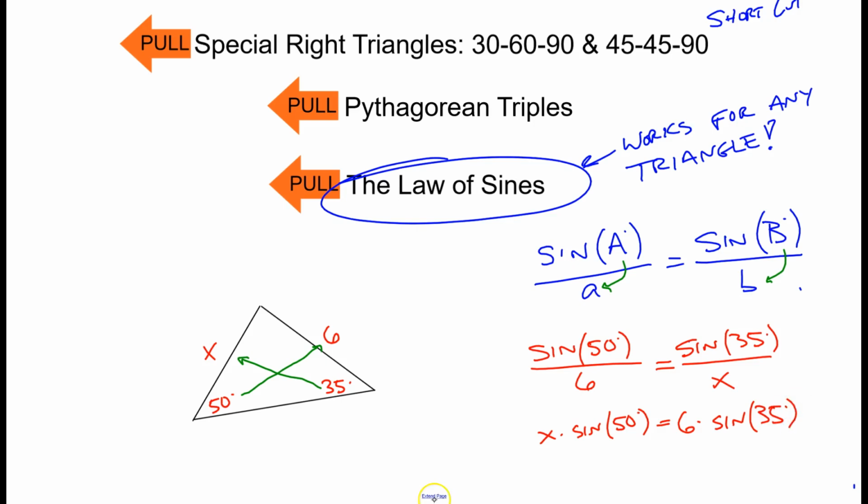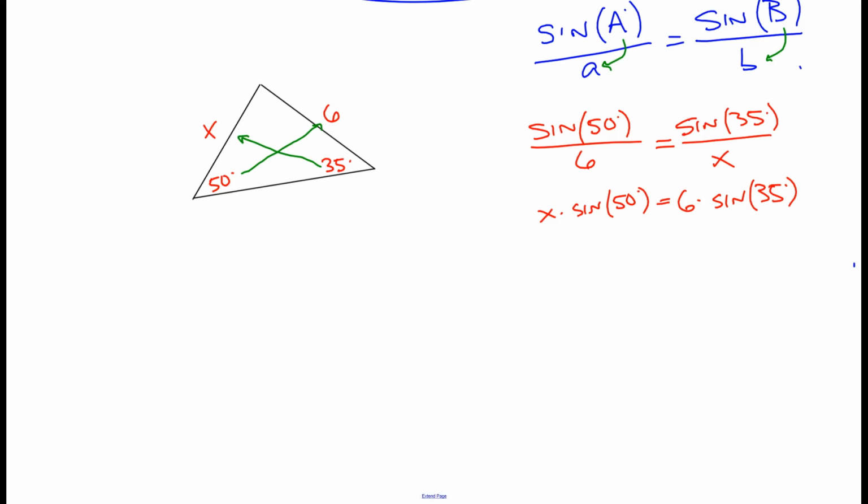But wait, there's more, because we want to solve for x. So how do we solve for x in something like this? Well, we're going to divide both sides by the sine of 50. The sine of 50 is just a number. It's going to cancel from that side. If I divide the left side by sine of 50, I better do the same to the right side.